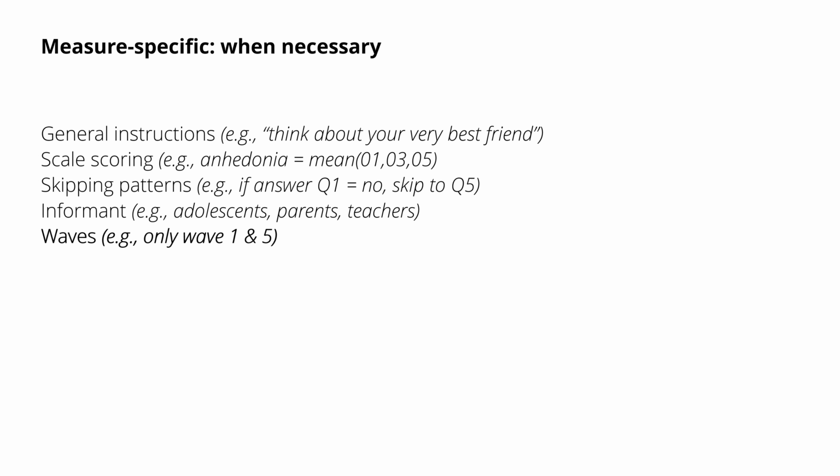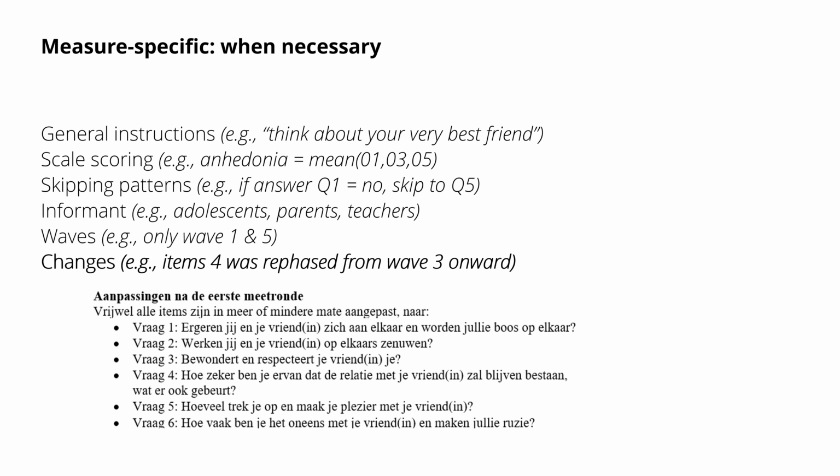Note in what waves the questionnaire was or wasn't administered. If some changes were made to the items between waves, write it down here too. So for example, if you rephrased questions to be more clear, or if you had to shorten the questionnaire.